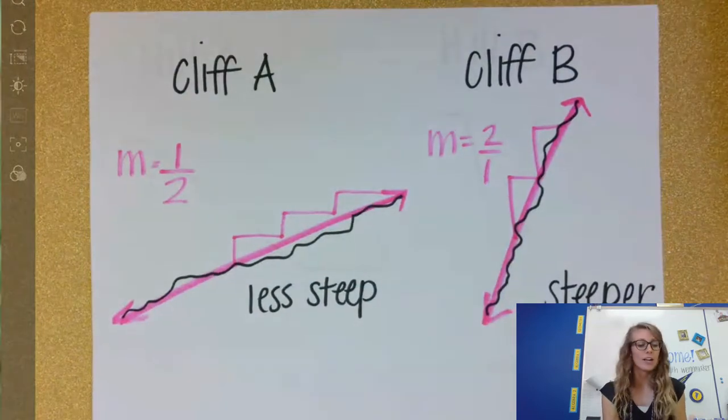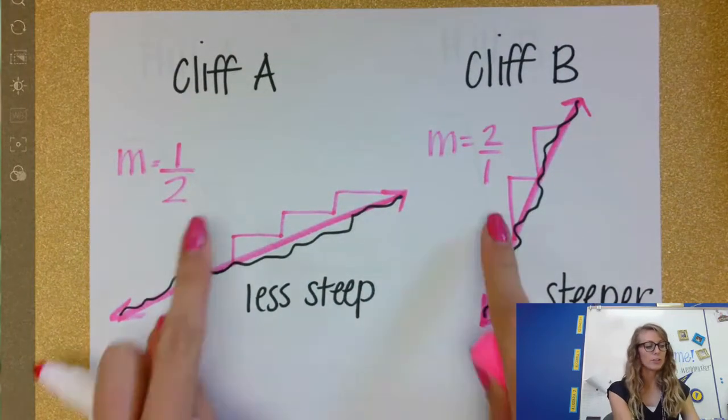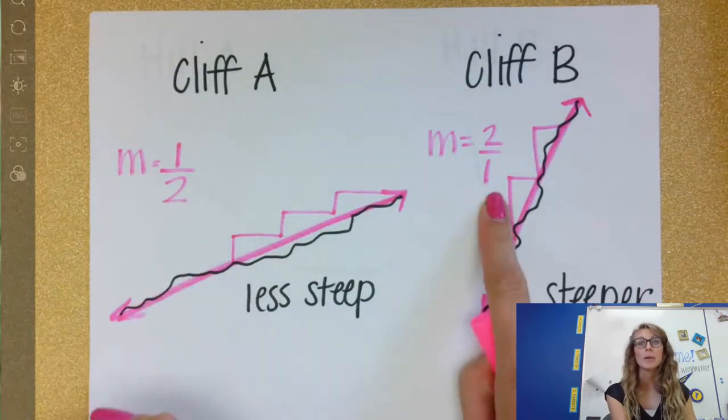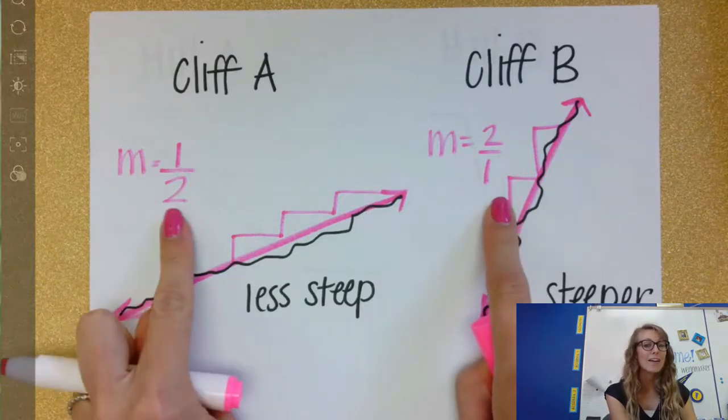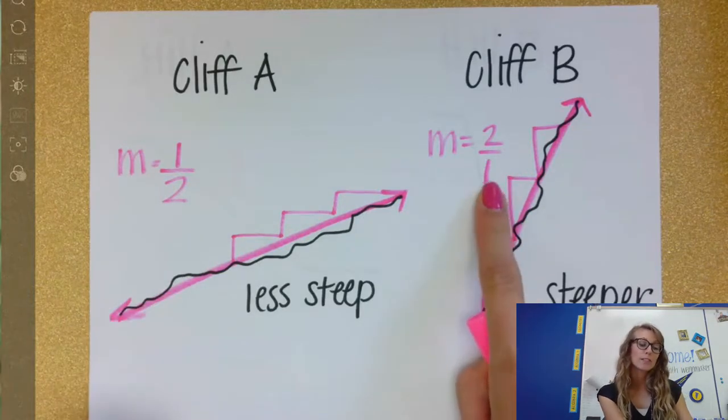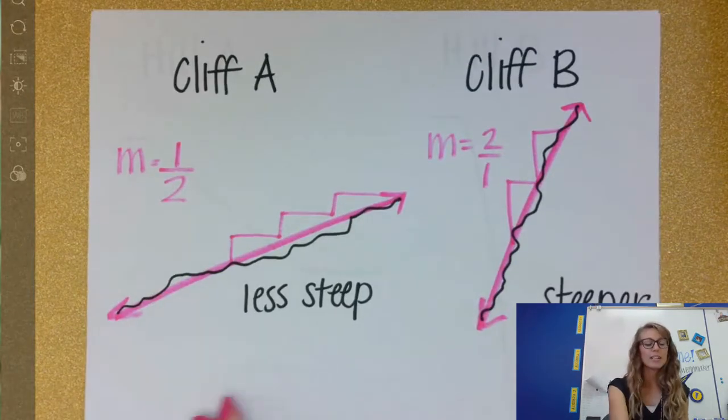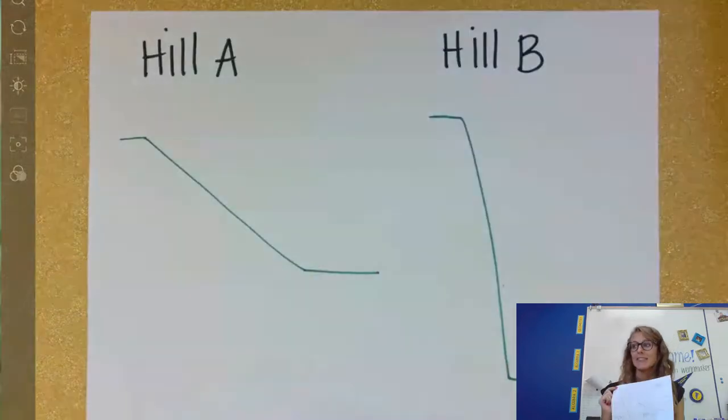So let's make a comparison here. Our steeper slope, when we look at our two numbers, is the bigger number. 2 is much bigger than 1/2. The bigger number of slope, the steeper one. Let's take a look if it reverses when it's negative slopes.